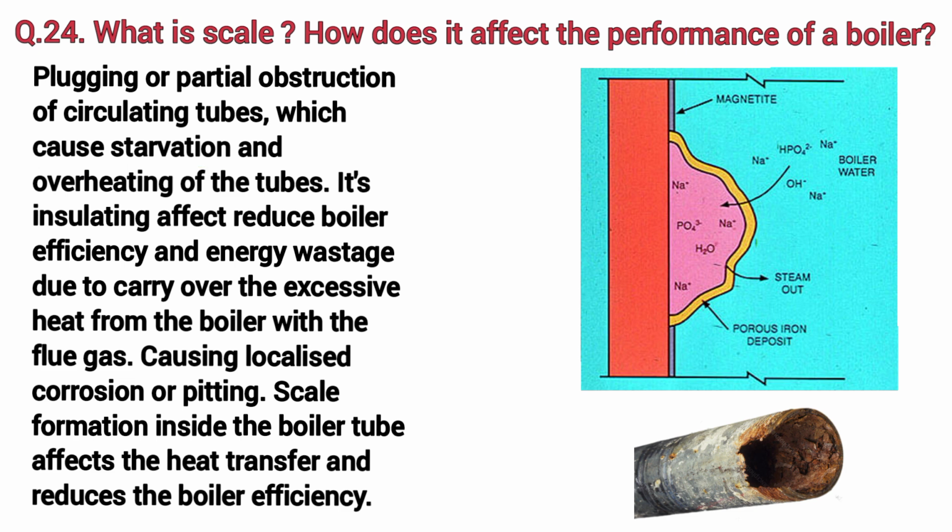Its insulating effect reduces boiler efficiency and causes energy wastage due to carrying over excessive heat from the boiler with the flue gas, causing localized corrosion or pitting. Scale formation inside the boiler tube affects the heat transfer and reduces the boiler efficiency.